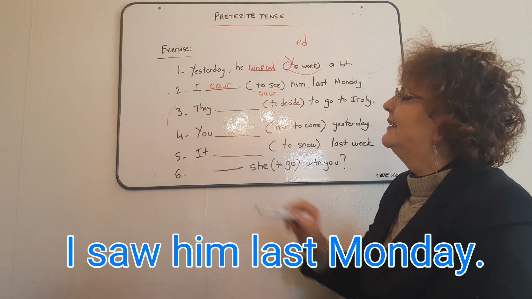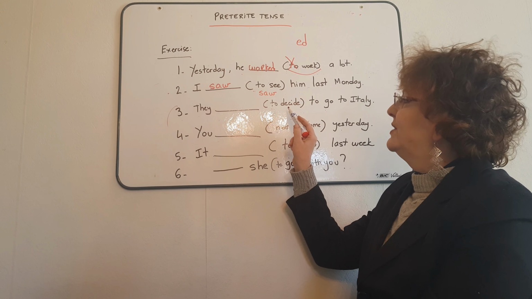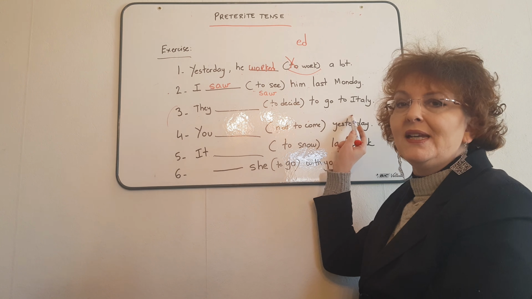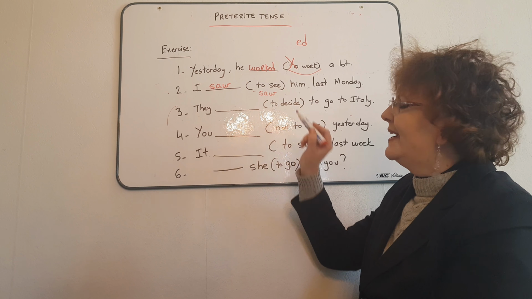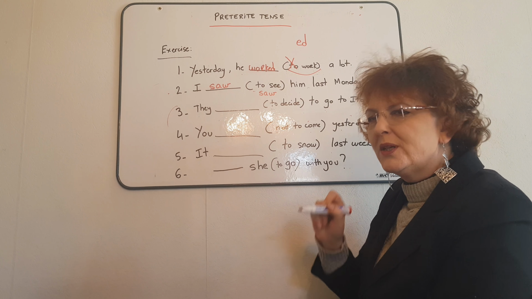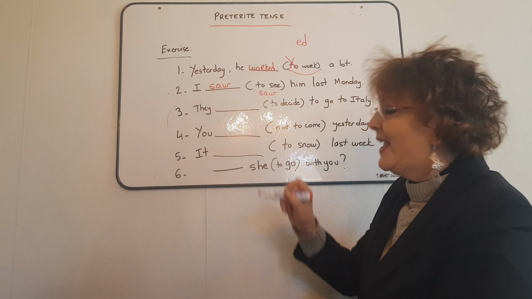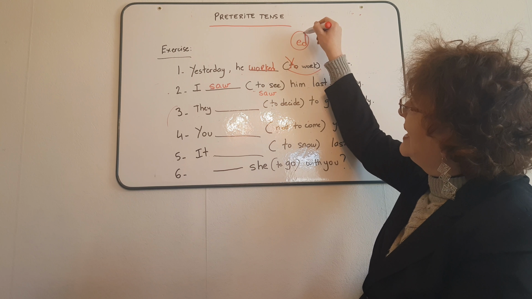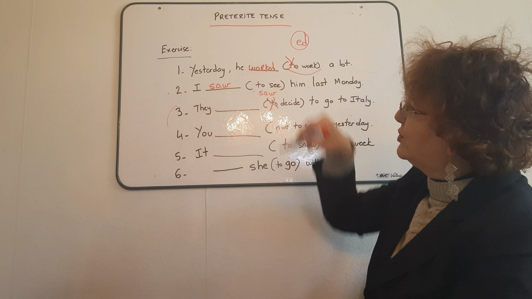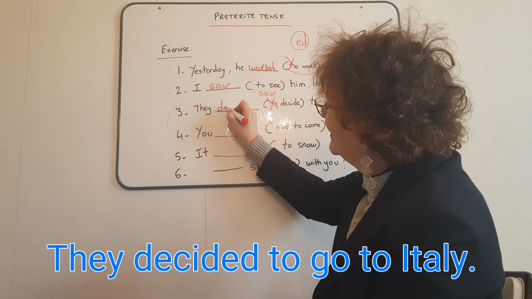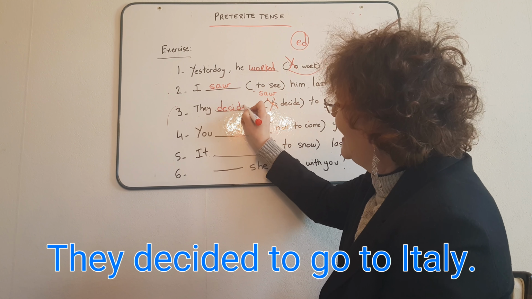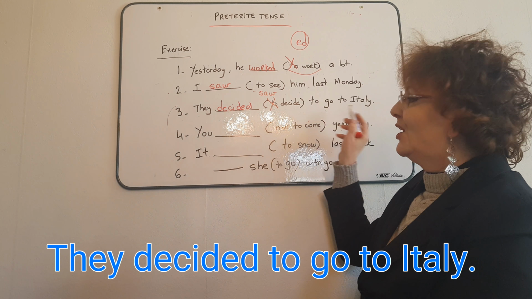Sentence number 3. They to decide to go to Italy. To decide is a regular verb, therefore what do? Yes, we add ed at the end of the verb and remove the to. They decided to go to Italy.